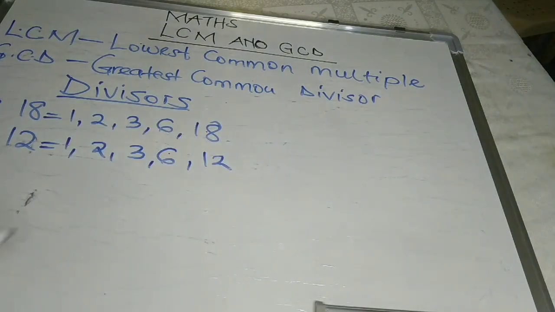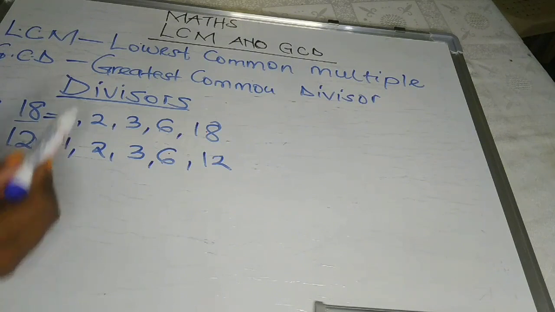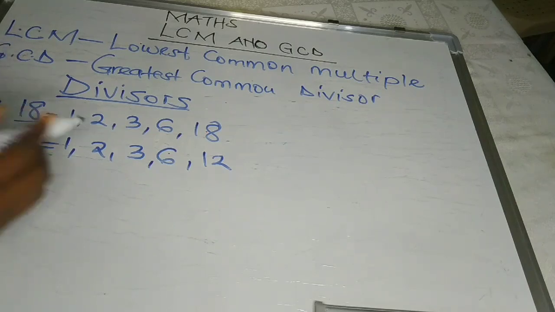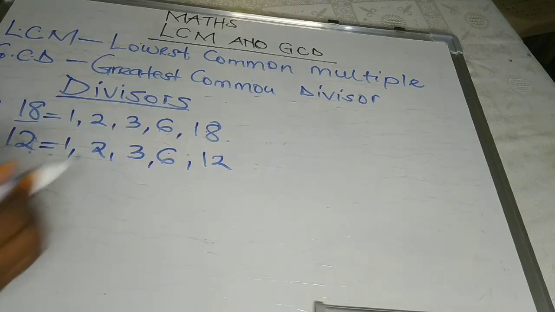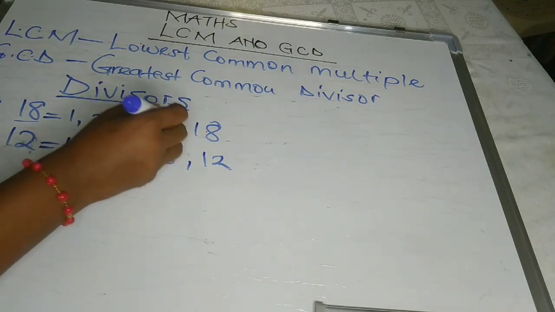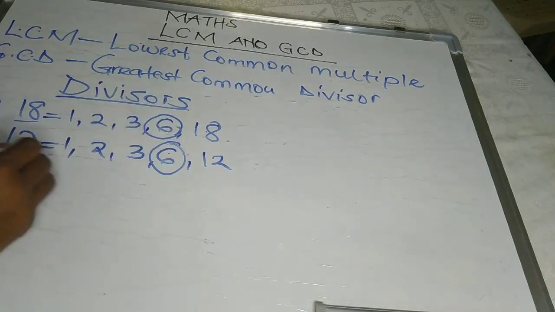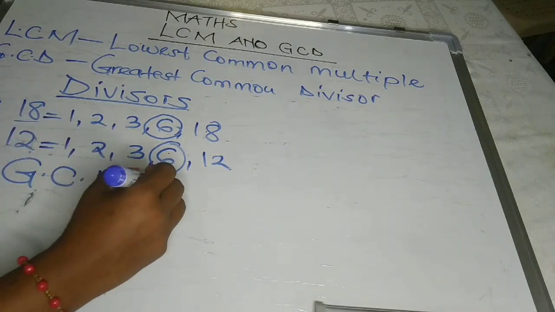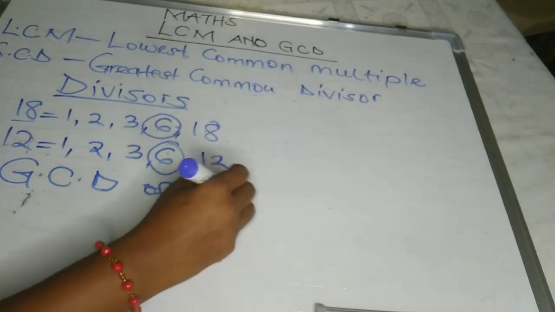Now, all these numbers can divide 18 without leaving a remainder. And same case with 12, all these numbers can divide 12 without leaving a remainder. And therefore, we call them divisors. Now, this brings us to greatest common divisor, which is the greatest among them? Now you realize that it is number 6. So the greatest common divisor of 18 and 12 is 6.